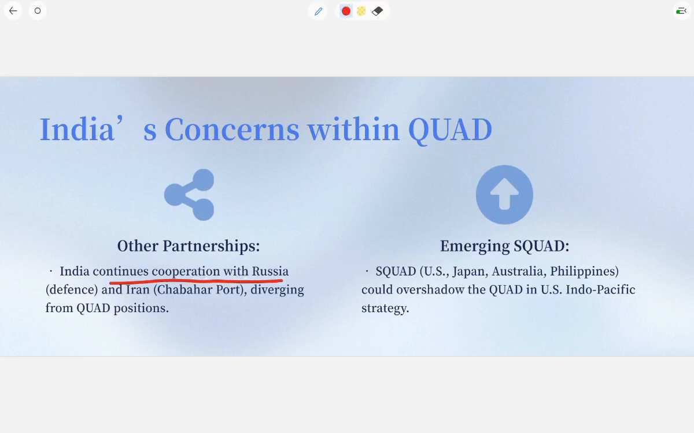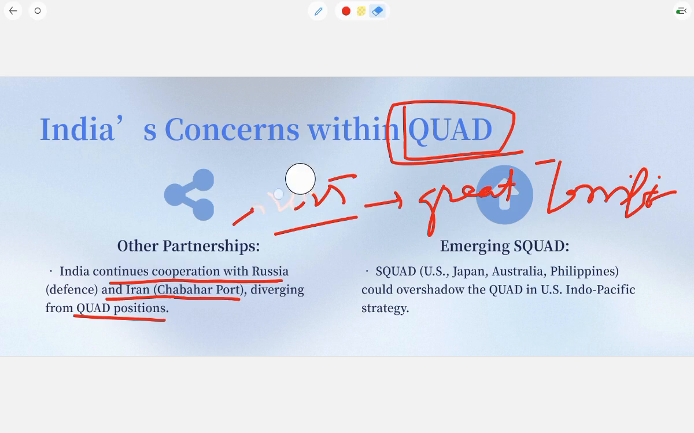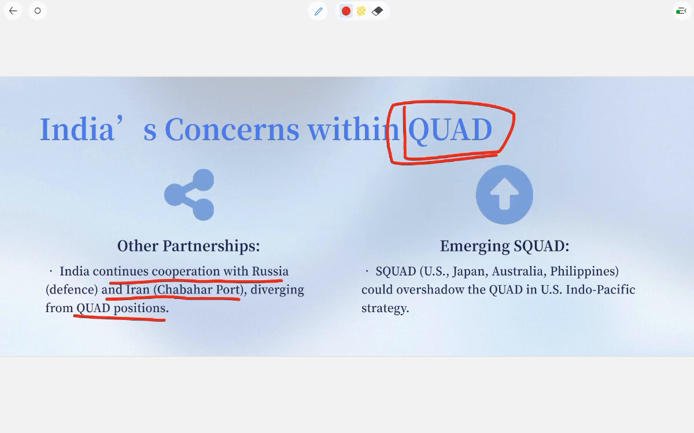Moving ahead, let's see another concern, like other partnerships. India continues cooperation with Russia and Iran. We saw earlier the Chabahar port. India has got its port in Iran also, Chabahar. And with Russia, we already have great military defense imports, which diverges positions. So it's good for our own country, for our own benefit, that we have such relationships with other nations. But as an organization, it affects the members. And in 2025, we saw great tariff wars by the US, placed on countries having trade with Russia, or countries having trade other than with the USA. So the USA is imposing huge tariffs on the trade of developing countries like India, Switzerland, and others.